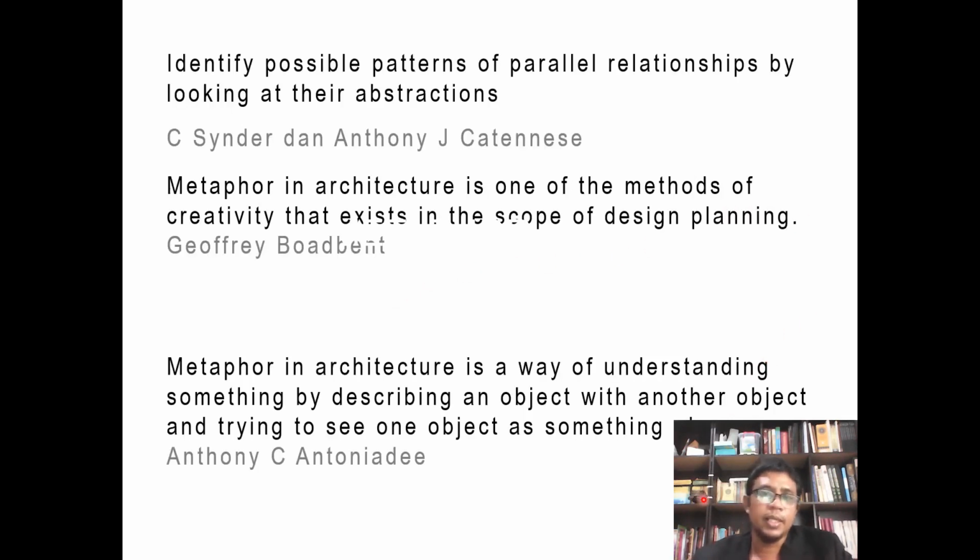Okay, you can see here some statements from scholars. Snyder and Anthony J. Catanese identify possible patterns of parallel relationship by looking at their abstraction. Identify possible patterns means that for the source, we have to identify, elaborate, and explore. We segment it so we understand the details of the source object.